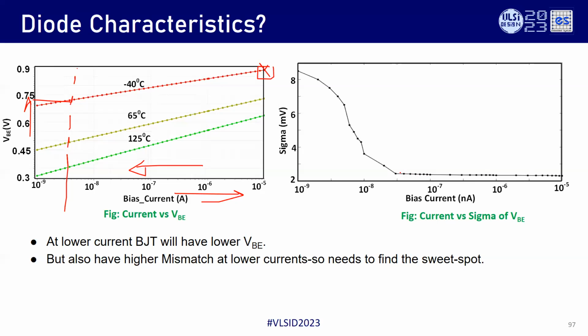if you see the sigma of the VBE, because ultimately the accuracy depends on the sigma of the VBE, at lower current the sigma is very high. So at this one, you cannot cross maybe 0.1 micro or something, which is the right point actually. So can we do this? From the BJT point of view, lower current works, but is any other element limiting?